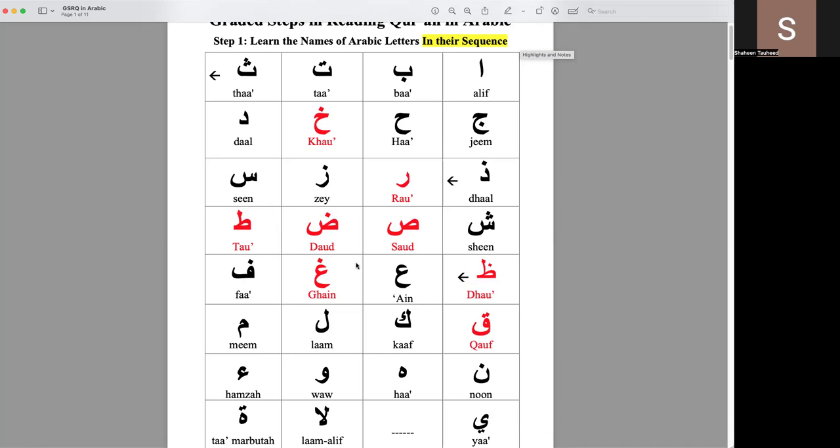pronounced differently, as they are called heavy or thick letters. So when we say them, our mouth becomes tensed, cheeks puff up, and we have a heavy sound as if we are lifting something heavy and say, oh. So these are Kha, Ra, Sad, Dad, Ta, Za, Ain, and Qaf.